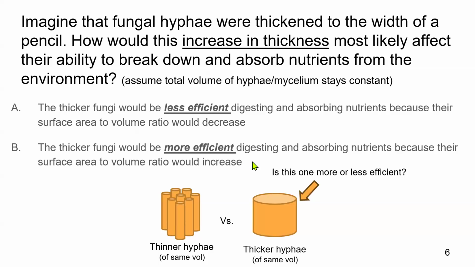So given that, please answer this question. Really all this question is asking is comparing this type of fungi, hyphae. So think of a single thread of mycelium, if it were thick in a big cylinder like this, or if you have the same volume of fungi broken down into a bunch of little thinner hyphae. Which of these is going to be more or less efficient, given that they have an equal volume, more or less?